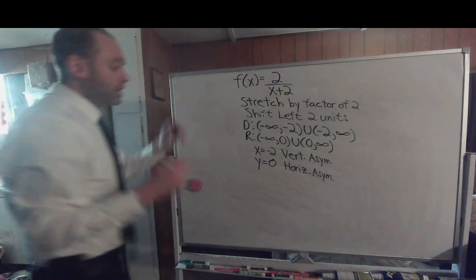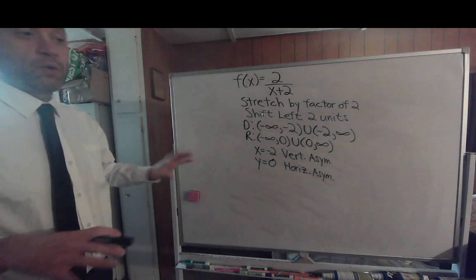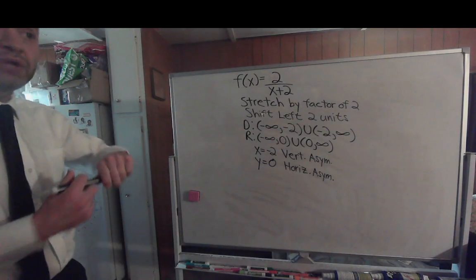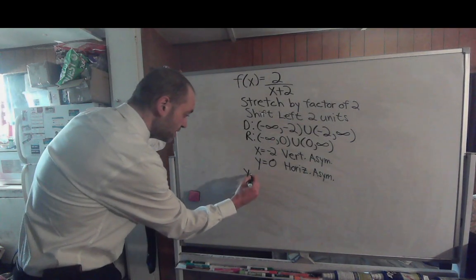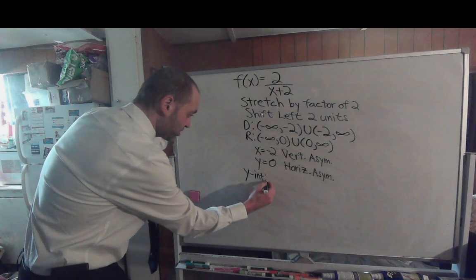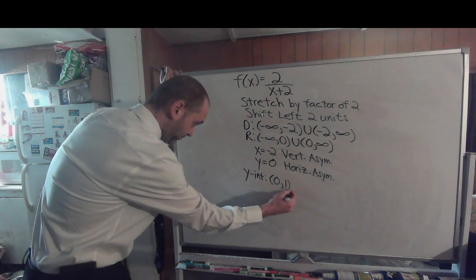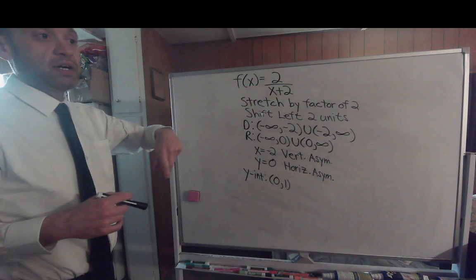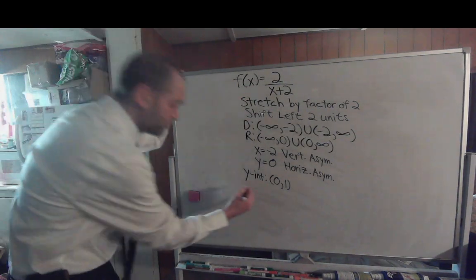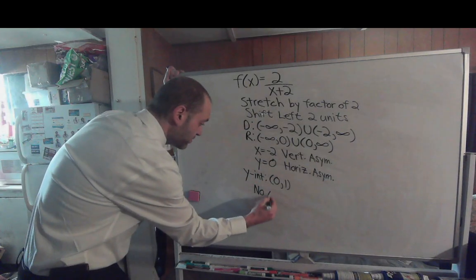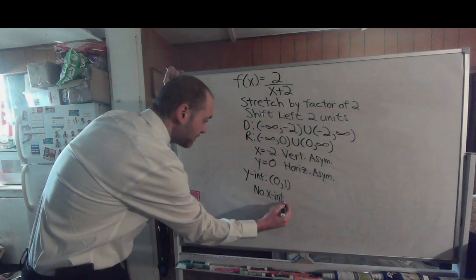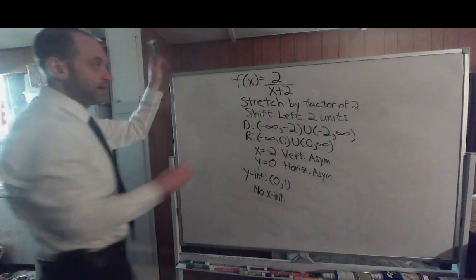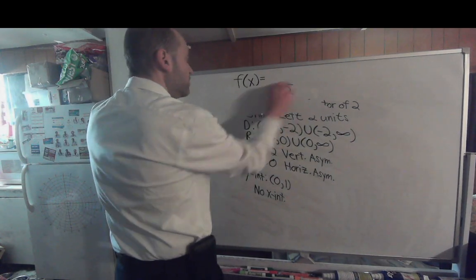Alright, so now let's find y-intercepts. x is able to equal 0. If we put in 0 for x, you'll get a y value of 1. So you have a y-intercept which occurs at 0, 1. But what about x-intercepts? You're not going to have one, right? Because you would end up getting 0 equals 2, which isn't true. So there are no x-intercepts. So that's the deal with f of x equals 2 over x plus 2.